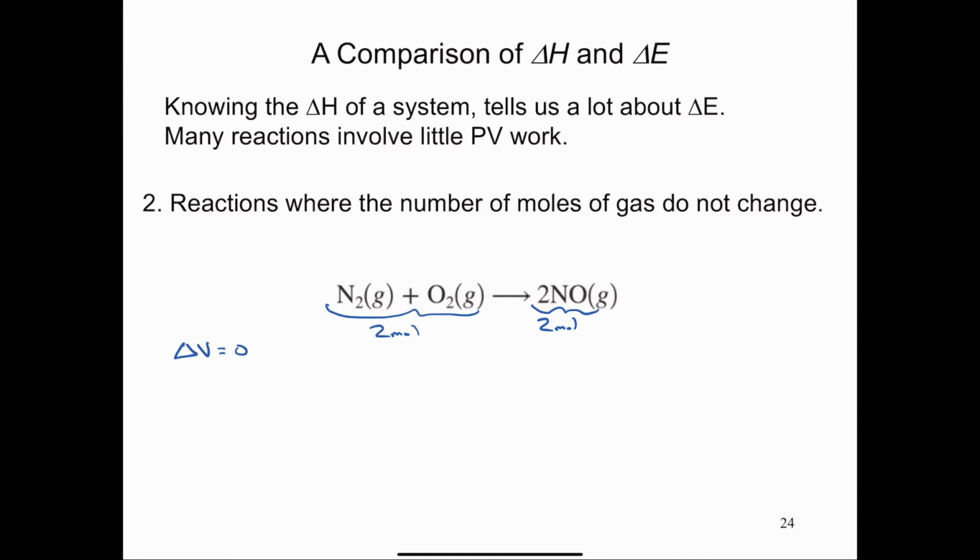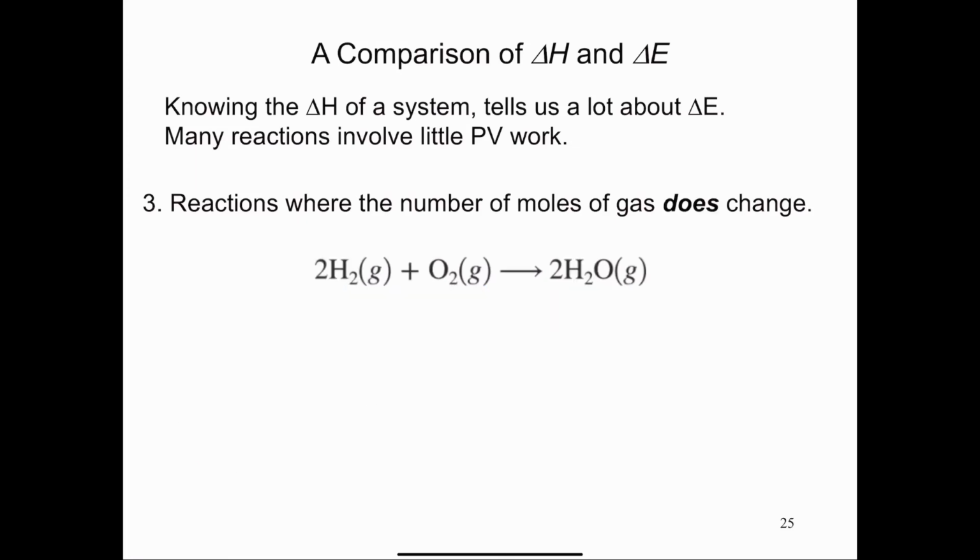If my delta V is 0, well then, again, my P delta V is going to be 0, and my delta H, which is equal to delta E plus P delta V, is going to reduce to delta H being equal to delta E. The last case are reactions in which the amount or the number of moles of gas does change. In these cases, the pressure times delta V doesn't equal 0. However, the heat produced at constant pressure, the QP, is usually much larger than P delta V. So delta H is still going to be really close to delta E.